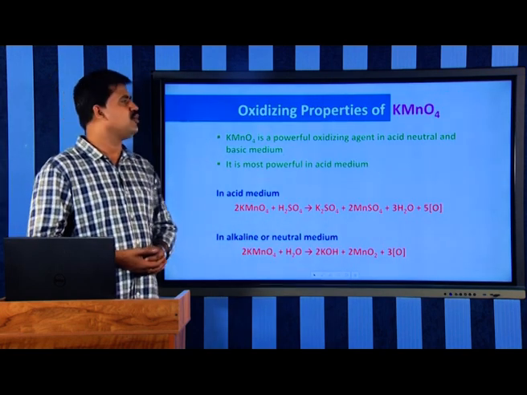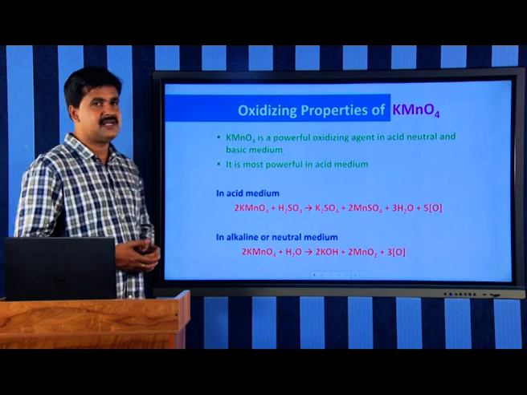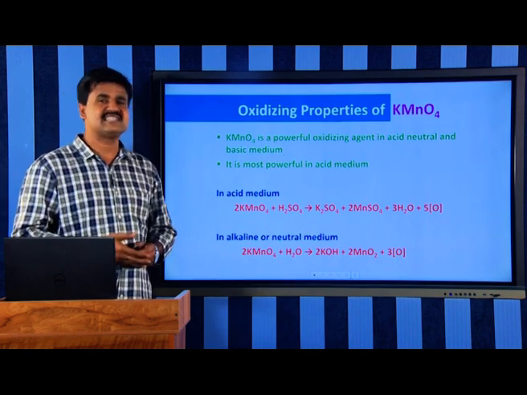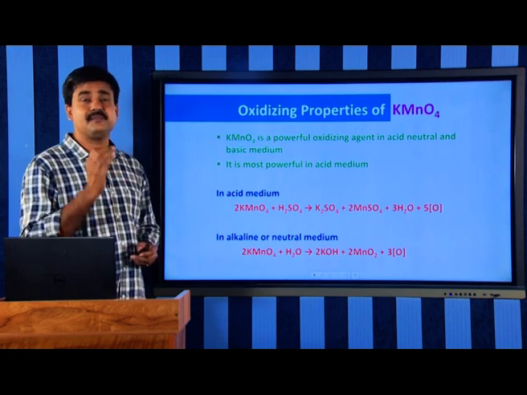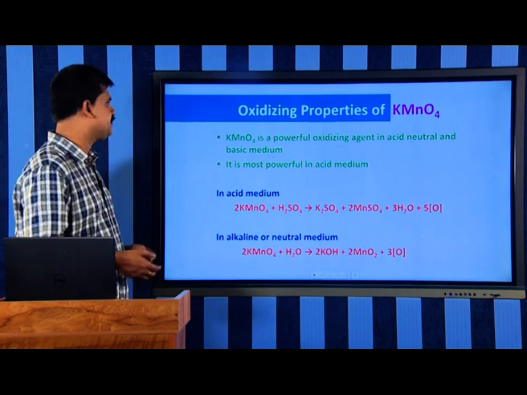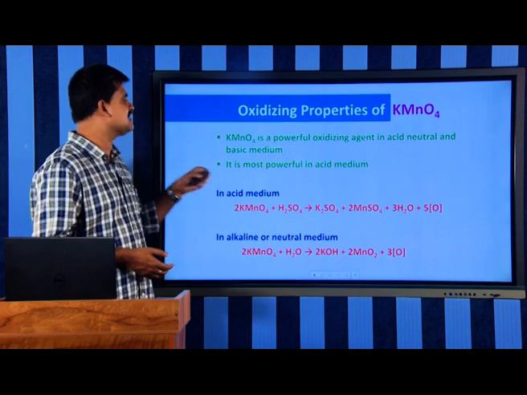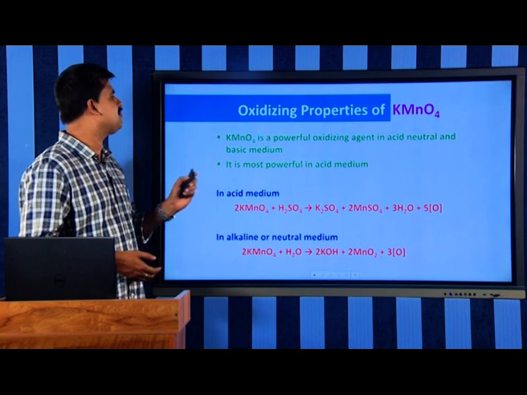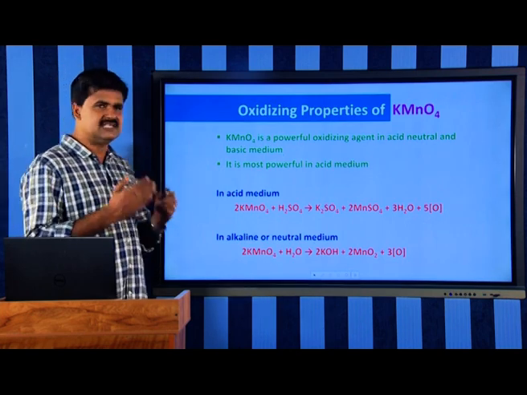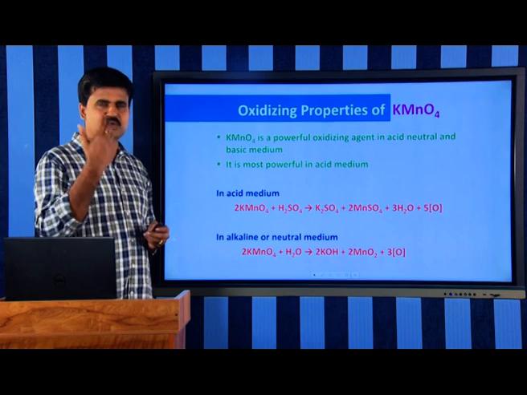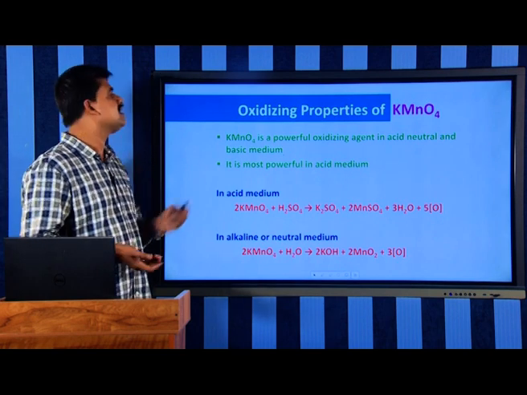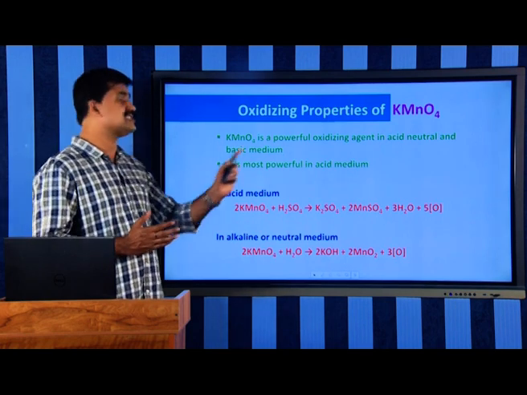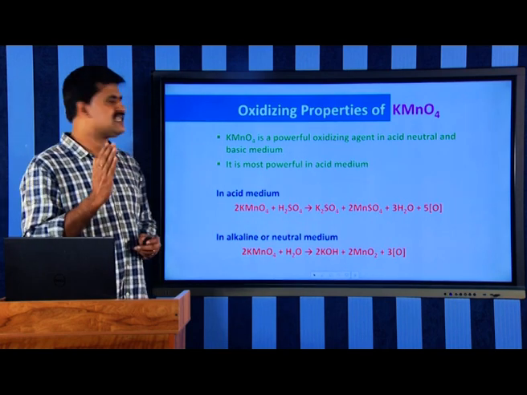Oxidizing property of potassium permanganate. As in the case of potassium dichromate, KMnO4 in acidic medium is a very powerful oxidizing agent. In neutral medium as well as in alkaline medium, KMnO4 is also a powerful oxidizing agent. Thus, in acid medium, neutral medium or alkaline medium, KMnO4 can perform as an oxidizing agent, and the most powerful action is in acid medium.